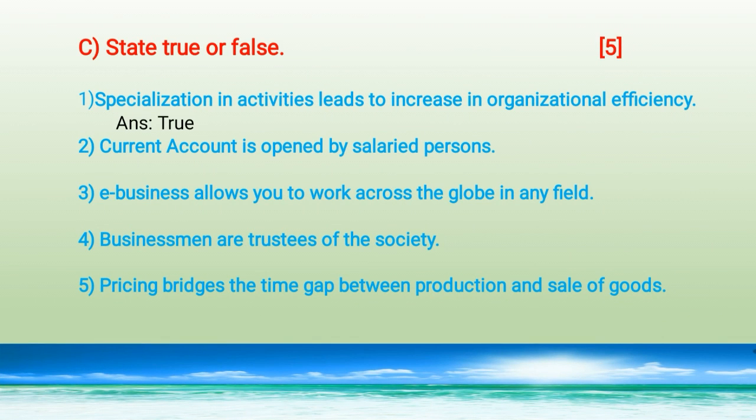Current account is opened by a salaried person. We know that a current account is opened by a businessman, and which account is there for a salaried person? It is a savings account, right? So the given statement is false.